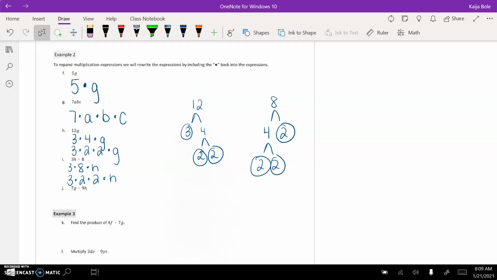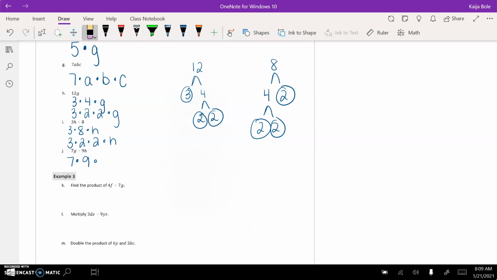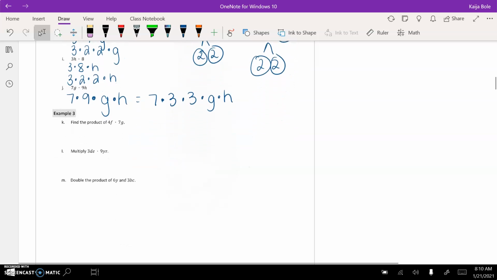And then the last one, again, I want to put the numbers to the front. So 7 times 9 times g times h. I can't pull apart the 7, but I can pull apart the 9. So I would get 7 times 3 times 3 times g times h. Okay? And then in this last section, just using words.